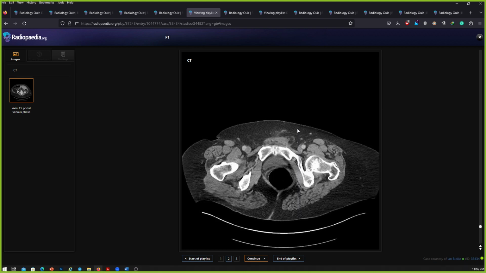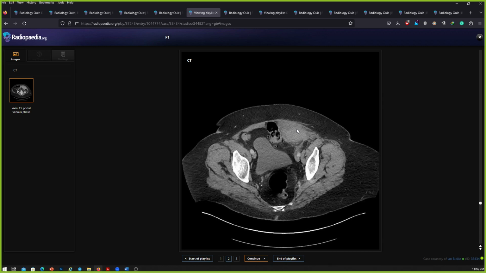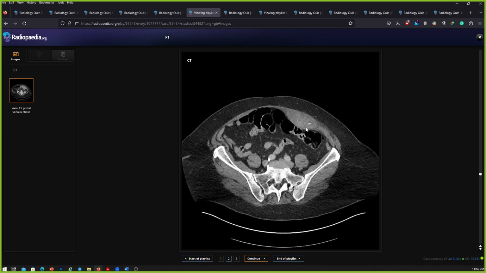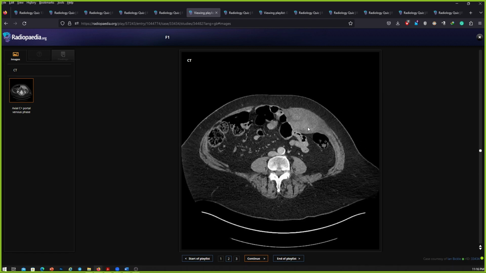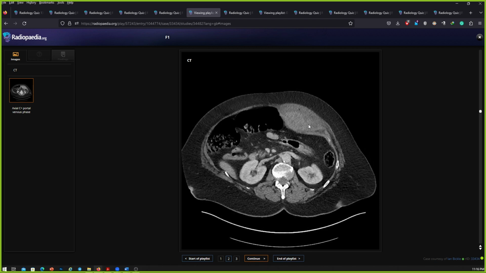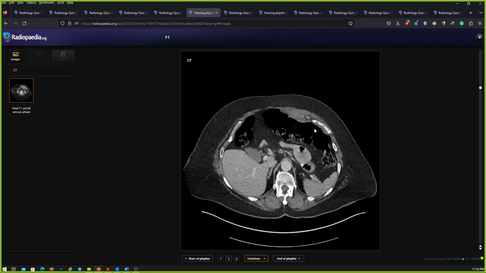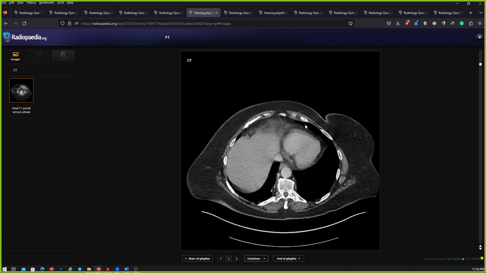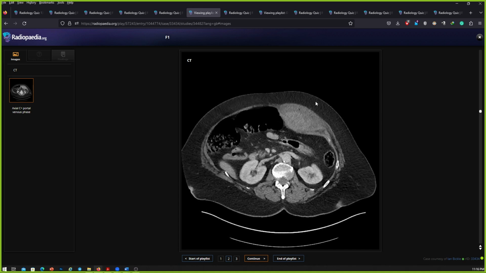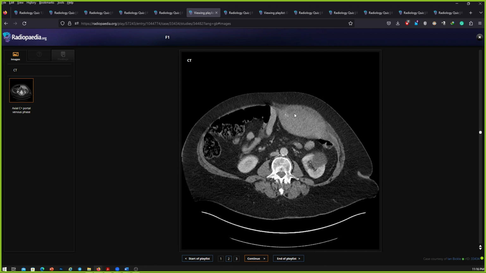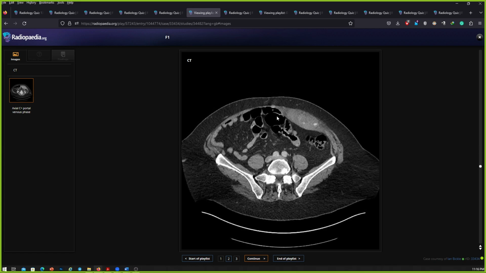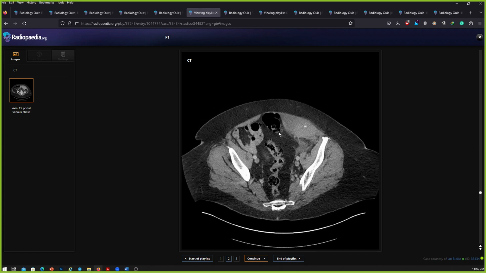It appears heterogeneous in attenuation with foci of hyperdense material that could represent contrast extravasation. It's likely to represent rectus sheath hematoma with active extravasation, active bleeding. However, I can't see any subcutaneous bruising or misty fatty planes anteriorly to suggest trauma. I'd like to correlate also with history of recent surgery that could be the cause.